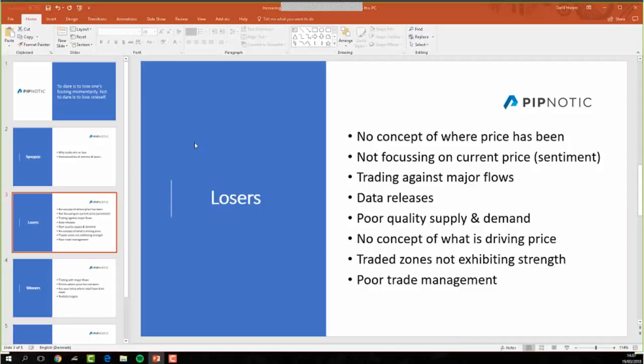Okay, then we have no concept what is driving price. Well, this kind of relates to this point up here. If you're trading, let's say your entry time frame is like the 4-hour chart, it's good to know what's going on the daily and the weekly chart so that you know what is driving price on these time frames. It's essential to know this.